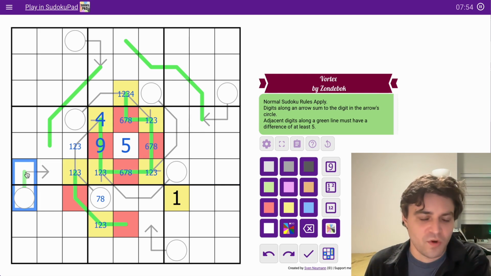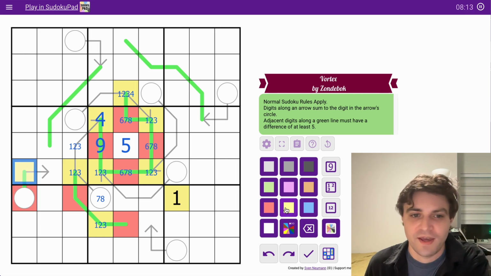Cool. I noticed one more thing, which is that along the green lines, we have this pattern of low and high numbers that oscillates. We need to figure out which one goes where. If you think about this green line, we know that this number needs to be lower than this number because this number appears in the sum to get this number.